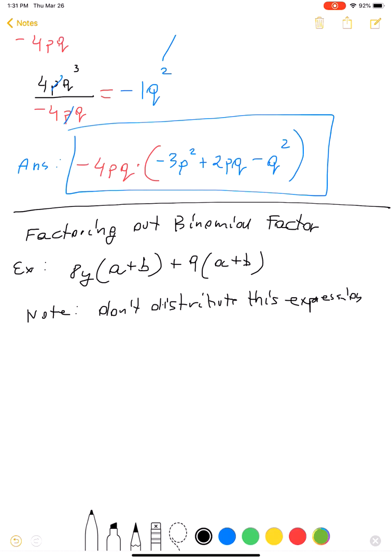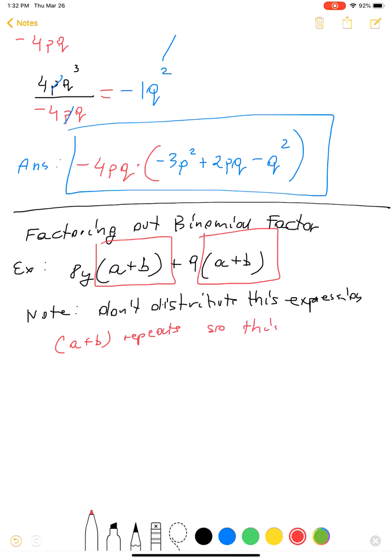Okay, so what is your GCF? Your GCF is actually the expression which repeats. So the GCF doesn't have to be just an integer or a mix of variables. It also can be the expression which repeats. So how are we going to factor this? The parentheses a plus b repeats. So this is the greatest common factor.